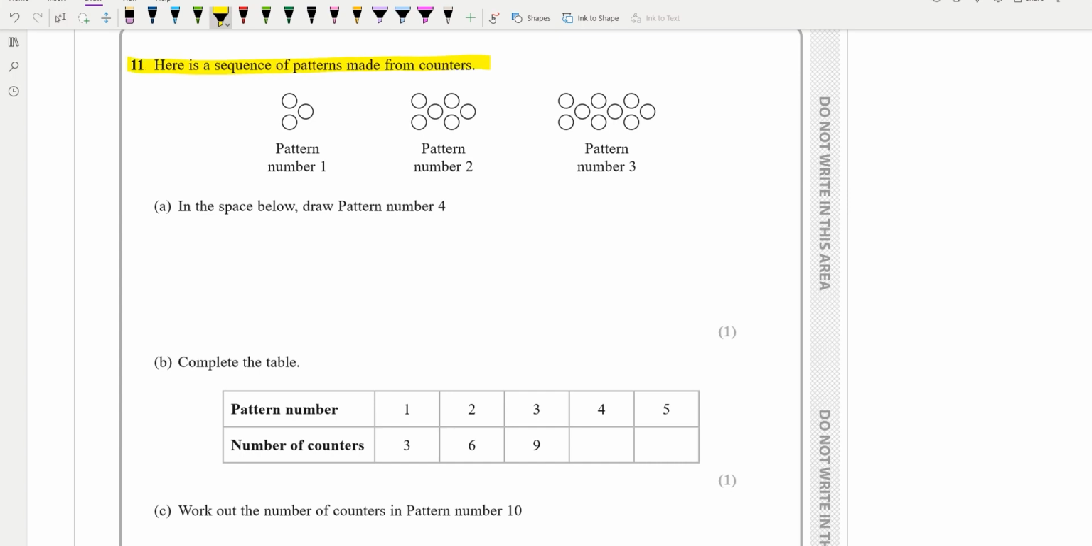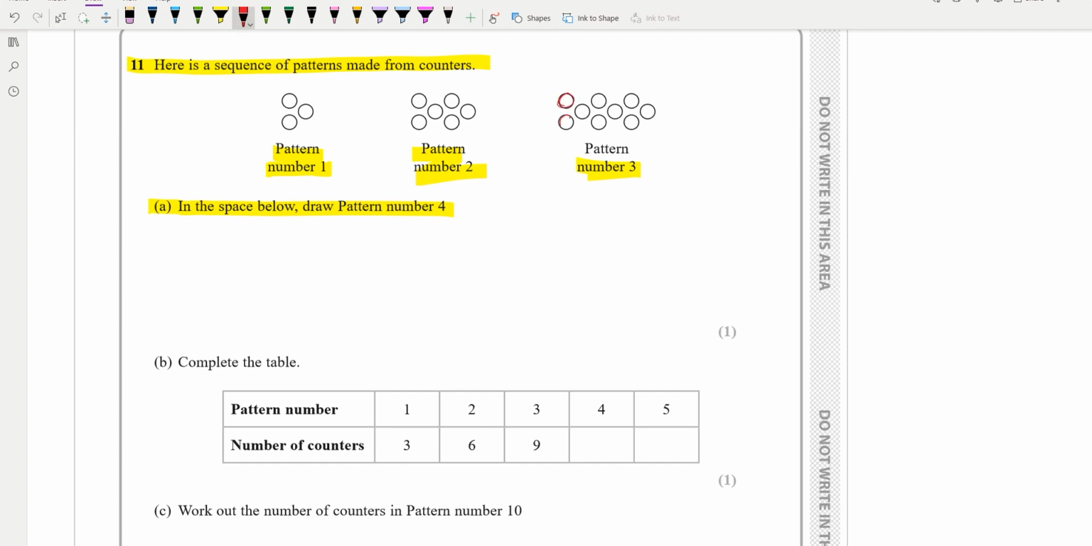Here is a sequence of patterns made from counters, pattern 1, pattern 2, and pattern number 3. In the space below, draw pattern 4. So we can figure out that 3 more are added each time. So we have to add 3 over here to get the pattern. So how can we easily draw it?